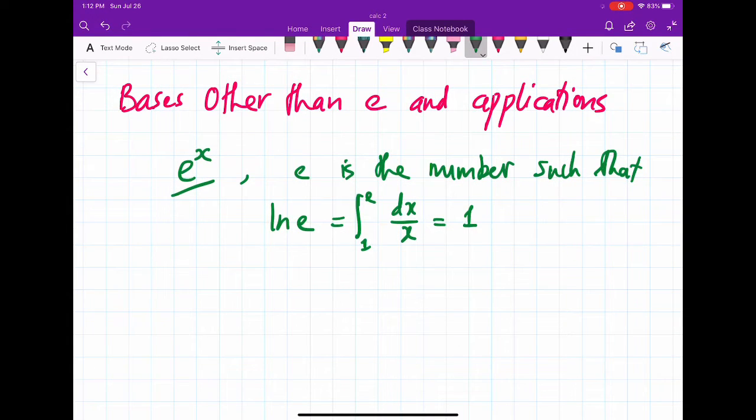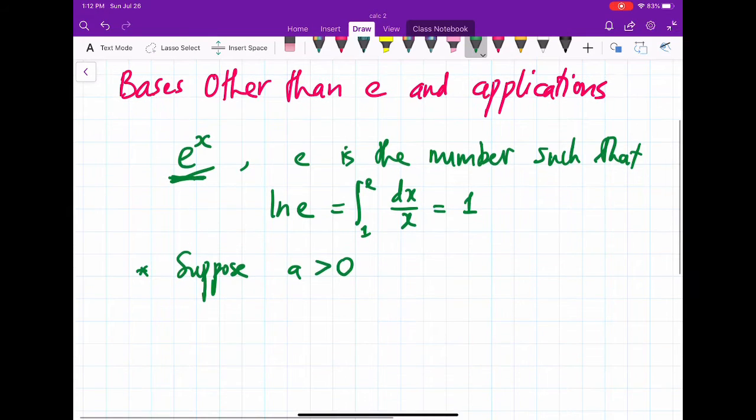we want to define some exponential function to a base different from e. So how? Suppose that I have some number a bigger than 0, okay? I want to define something like y equals a to the x, okay? So we need to find the way to do that, okay? So suppose that we have a greater than 0, and suppose that we know, we could define this function. Does that make sense?